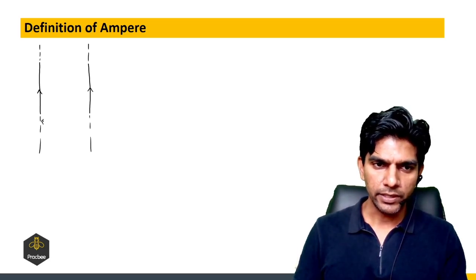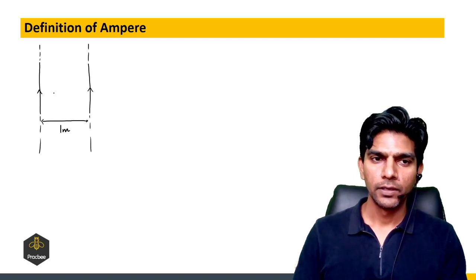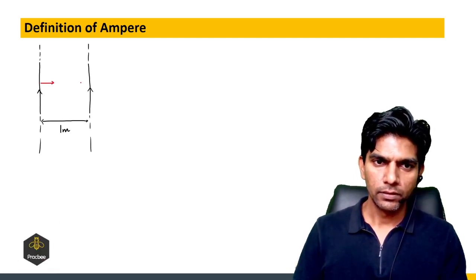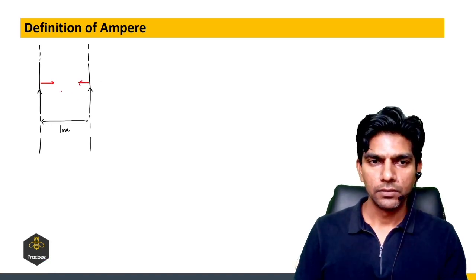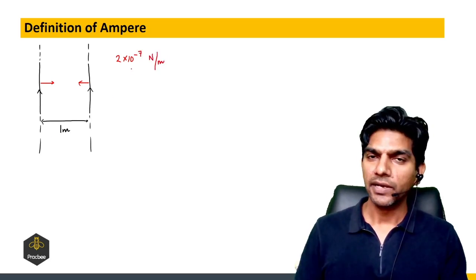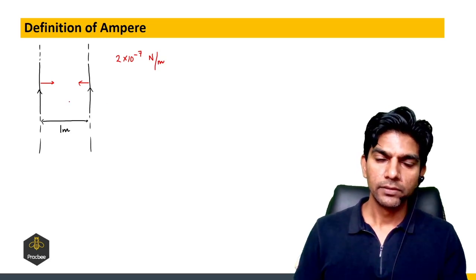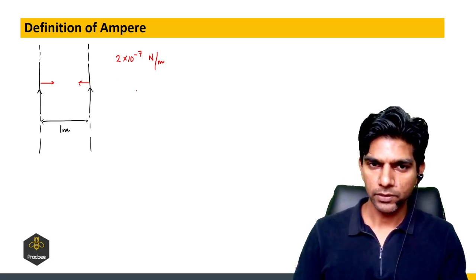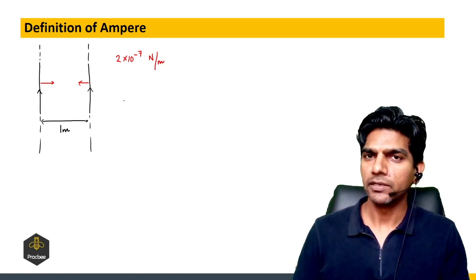Let us say we have placed these two wires at a distance 1 meter apart, and the force of attraction per unit length is 2 into 10 raised to minus 7 Newton per meter, right? If that is the force of attraction between them, then we can say in both the wires the current will be 1 ampere each. So let us see how we'll get this force.